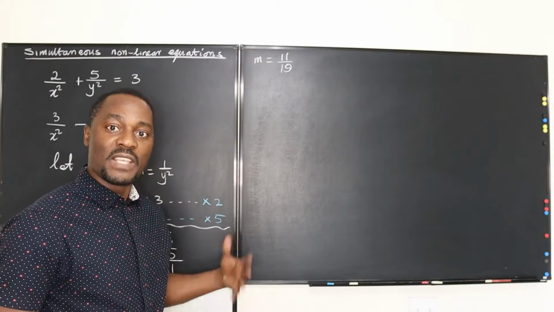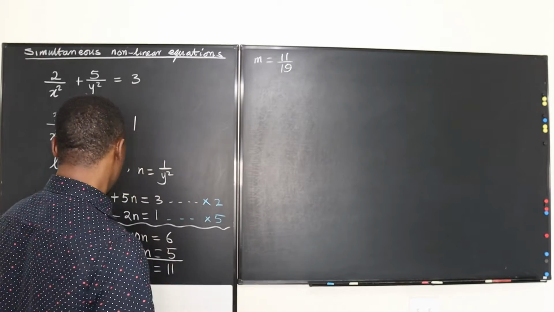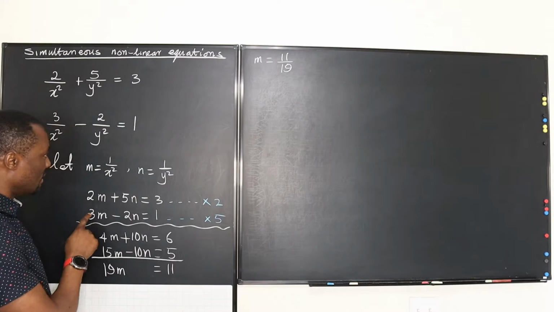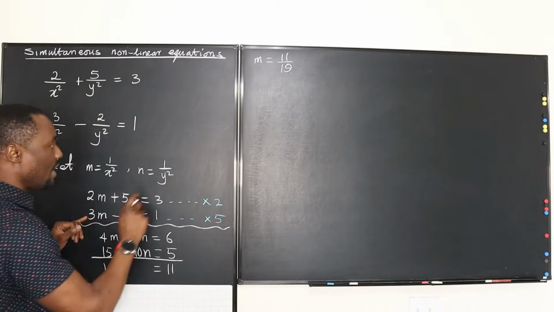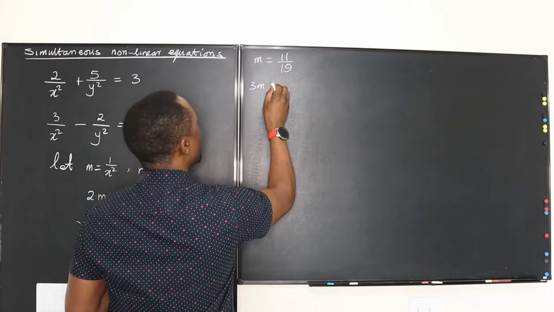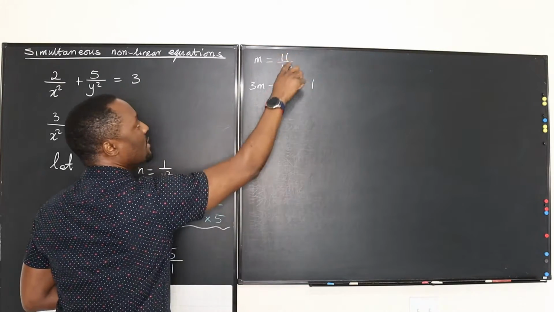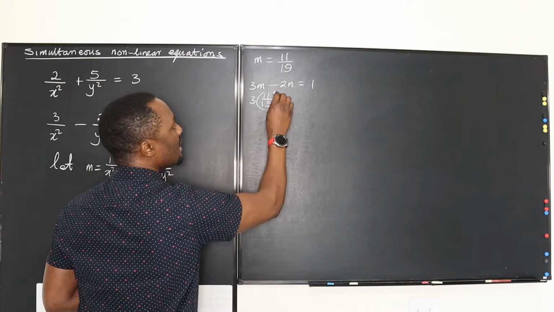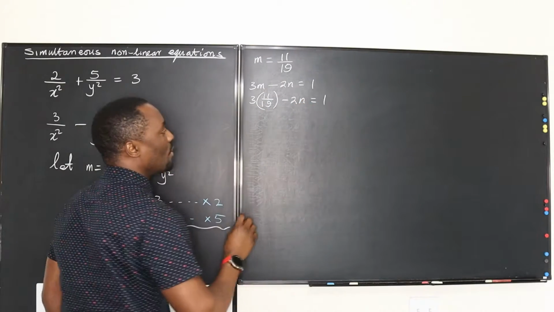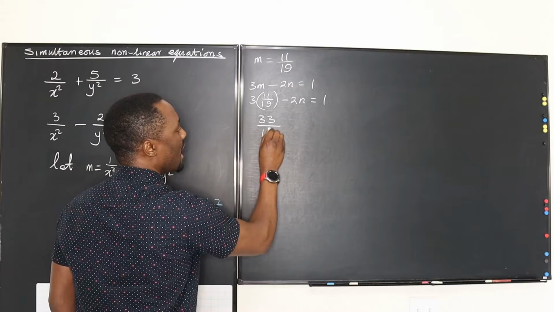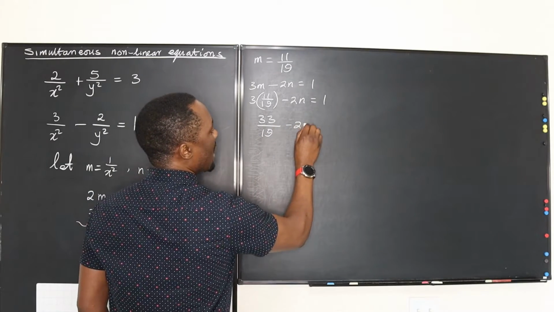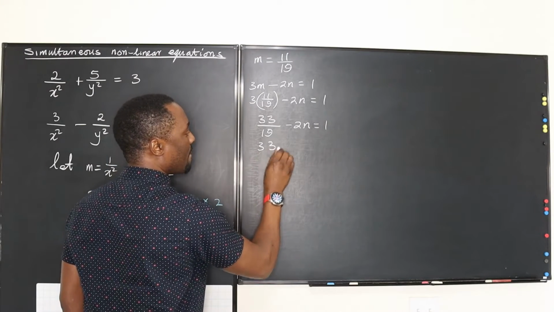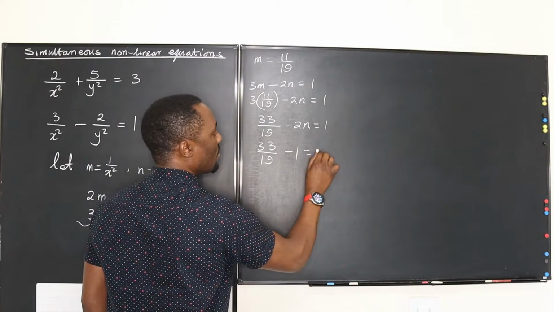I can use the same principle to get what n is, and we just move on. Okay, similarly, or we can use, since we've gotten this to be 11 over 19, let's try and find what n will be using this equation. So 3m minus 2n equals 1. Let's put 11 over 19 for m, so that will be 3 into 11 over 19 minus 2n equals 1. And I have 33 over 19 minus 2n equals 1. Now I can bring this one here, take the 2n there, I have 33 over 19 minus 1 equals 2n.